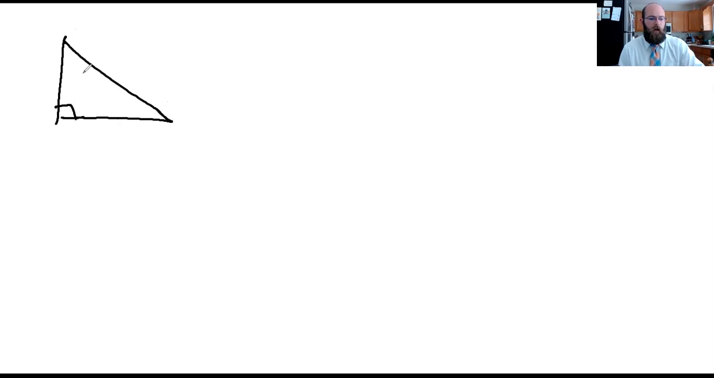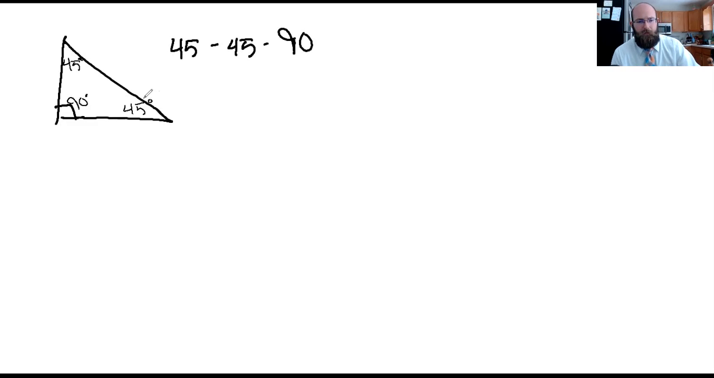There's a triangle. And let us say that this is a 45, 45, 90 triangle. So that means this angle here is 45. This angle up here is 45. This one is obviously 90. And these are all in degrees. I didn't write my degree symbol. Okay. So this is a 45, 45, 90 triangle.